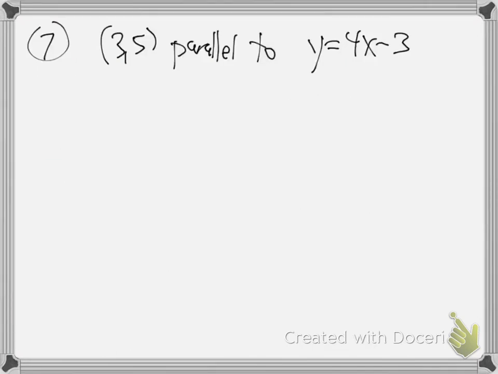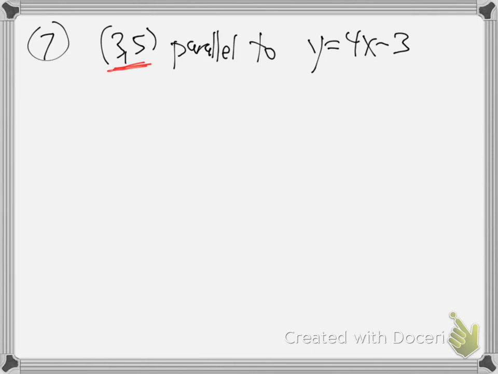Okay, this will be our last one, number 7 here, about halfway through this section. All right, same thing. They want the equation. They're giving us a point, 3, 5. This one is not vertical or horizontal. It's not that easy. So what information are they not giving us?